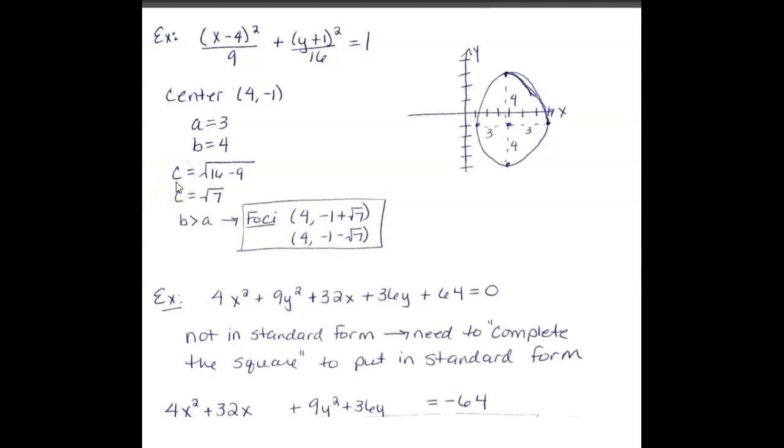Locating the foci, c equals the square root of 16 minus 9, or the square root of 7. Since B is larger than A, it's longer vertically, so we add and subtract this number to the y value of the center. So 4, comma, negative 1 plus square root of 7, and then 4, comma, negative 1 minus the square root of 7. We're adding and subtracting the square root of 7 to the negative 1.